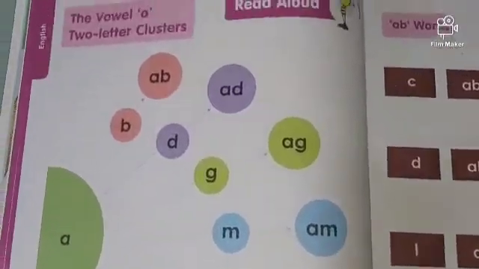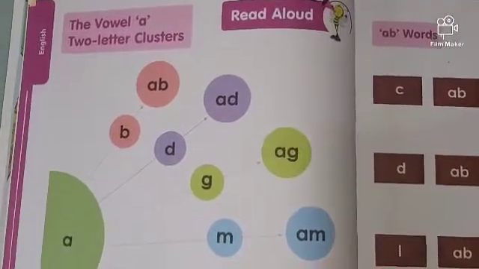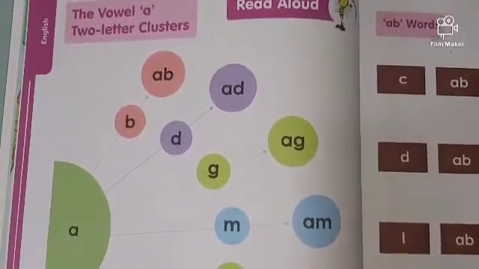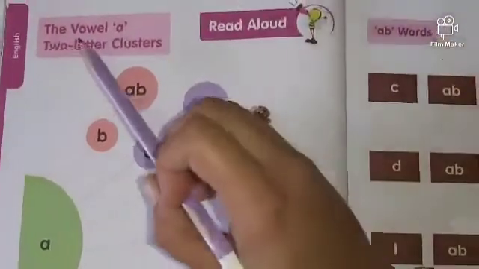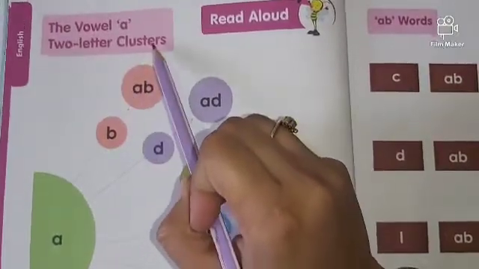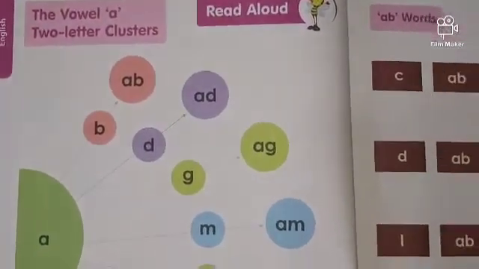Okay, students. So now, after you have opened up page number 8 in your books, what do you see? What's written on the top? Read it with me. The vowel A, 2-letter clusters. Yes, this is what we are going to study today.